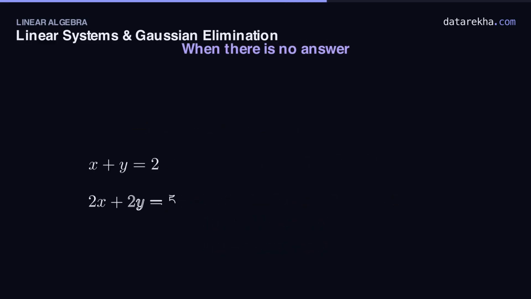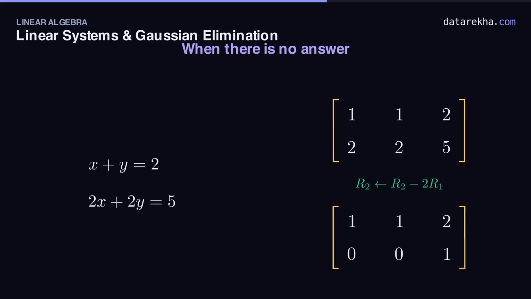Elimination doesn't just find answers. It also tells you honestly when there aren't any. Take x plus y equals 2 and 2x plus 2y equals 5. The second row is exactly twice the first on the left. So subtract 2 times row 1 from row 2. The left side wipes to 0, 0, but the right side is 5 minus 4, a stubborn 1.